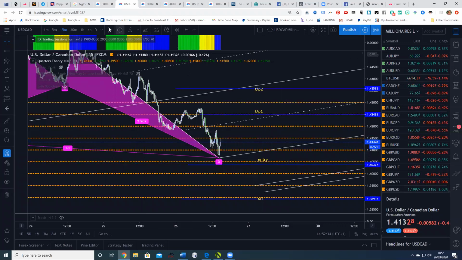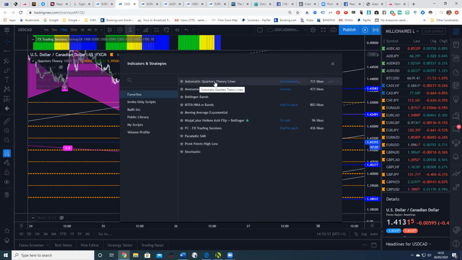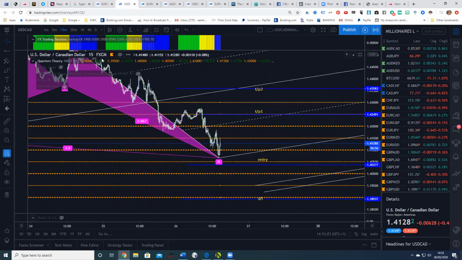Sorry, I missed it. Yeah, you add it in here if you come up here to indicators. Okay, just let it load up. Someone wanted me to go through this today, so that's good. And it's this one, automatic quarters theory lines. That one. Okay, and then I'll go through the settings because we were going to cover that today.